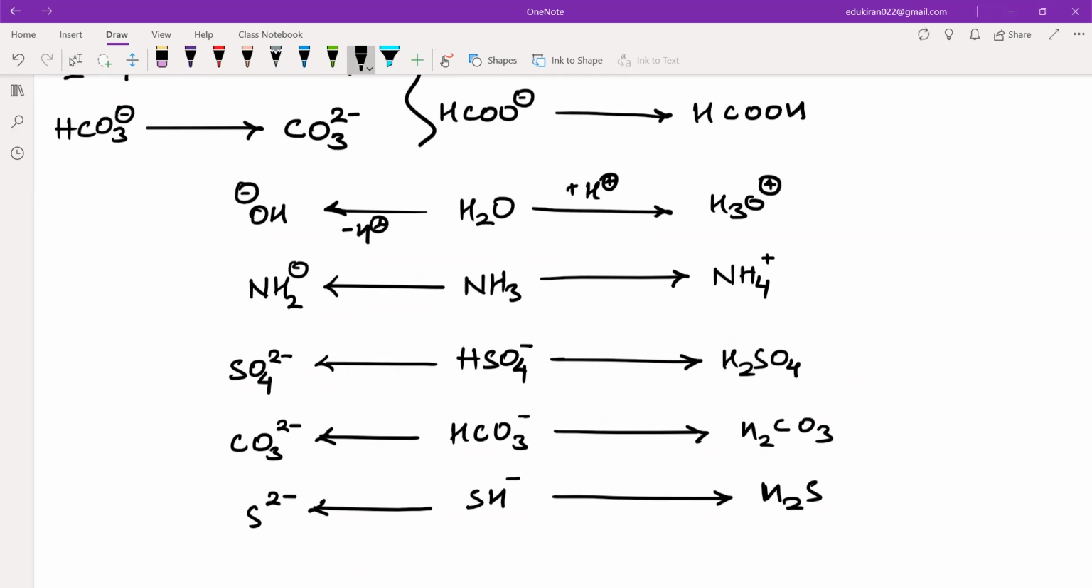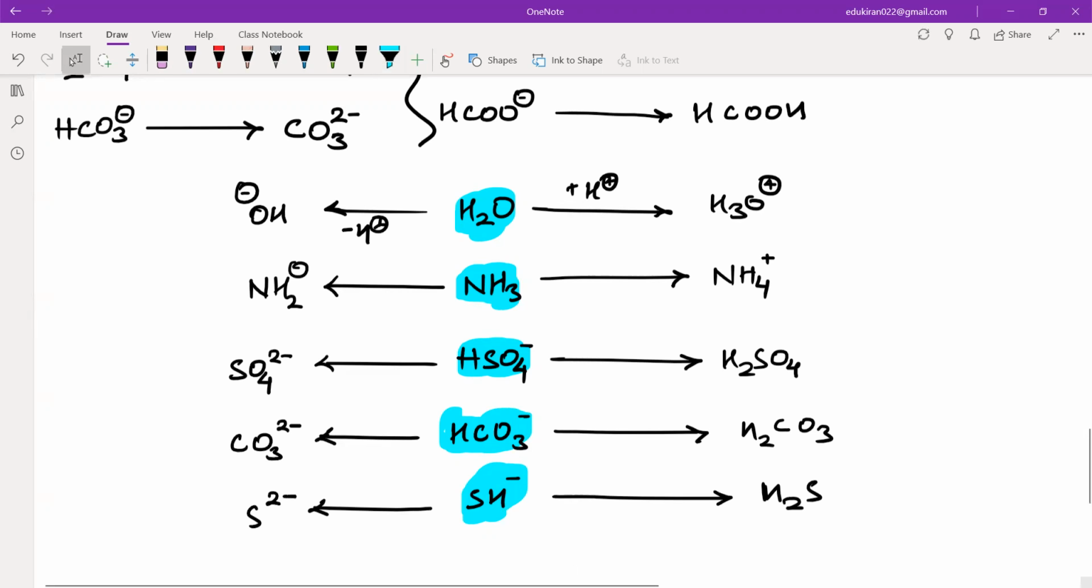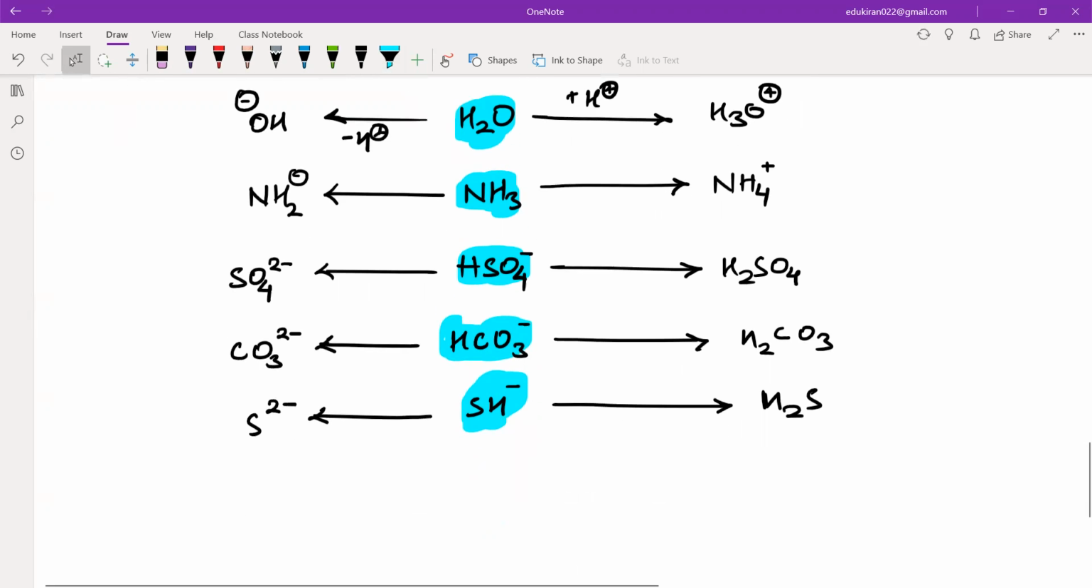Now, these molecules which can add protons and also remove protons are known as amphoteric. If you see anything which can act as both acid and base, they are amphoteric. If they are removing a proton, that means they are acting as an acid.